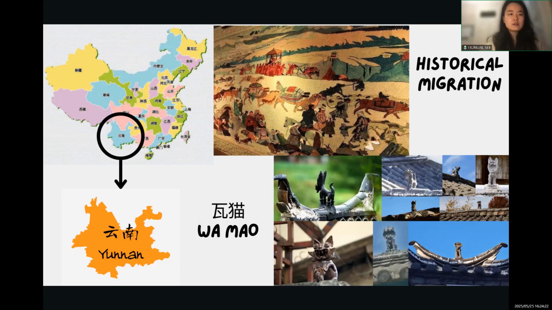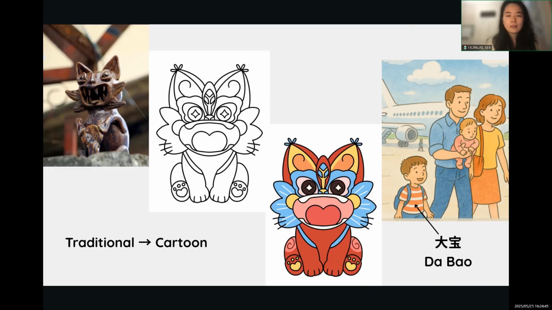So we started by thinking about the Yunnan dialect. Most people think of dialects as just local accents, but actually Yunnan's dialects come from ancient Chinese, brought in by historical migration. We found that super fascinating and important to preserve. But how do you get kids to care about dialects? We thought, let's make it fun.